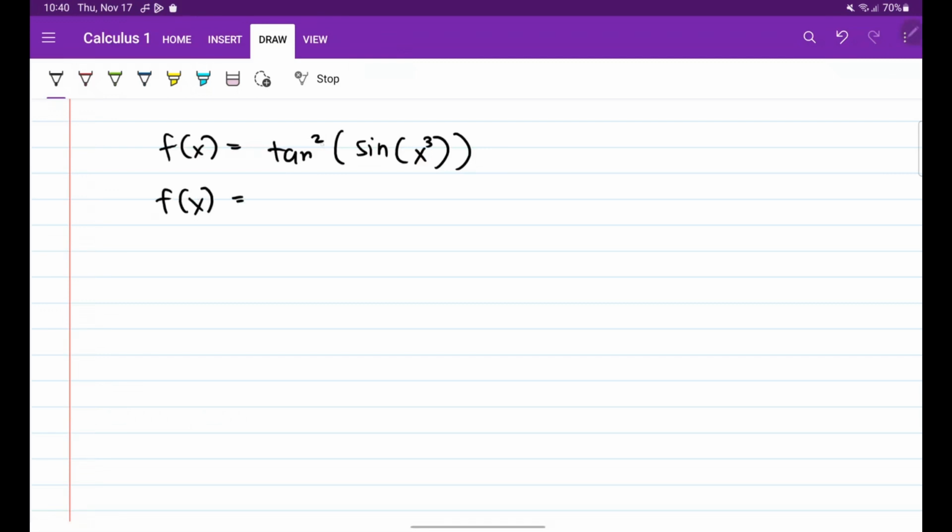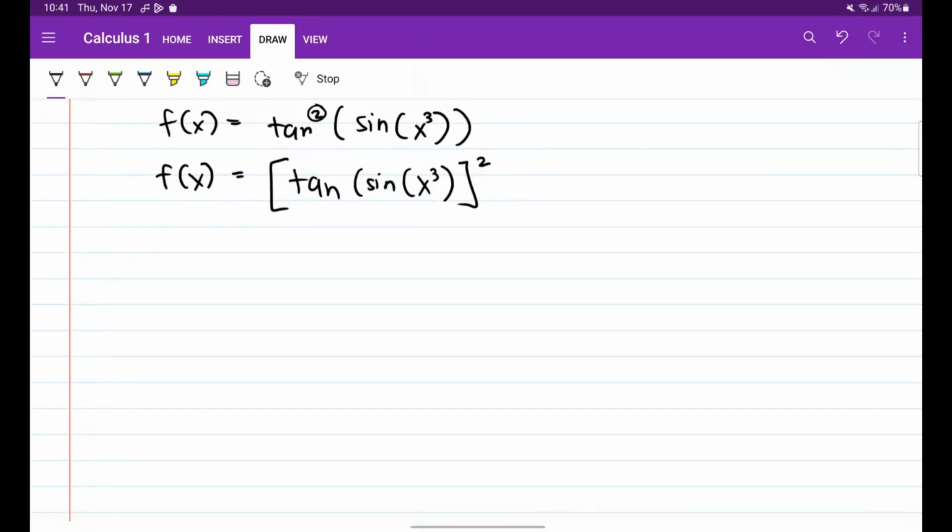So alam natin na tan squared, this is just equal to tan of sine of x cubed, all squared. Tama? So, bakit natin rini-write as something like this? Ngayon, mas kita natin kung ano yung outer function. So, yung outer function is yung x squared. So, if we take the derivative, yung outermost function natin is yung x squared.